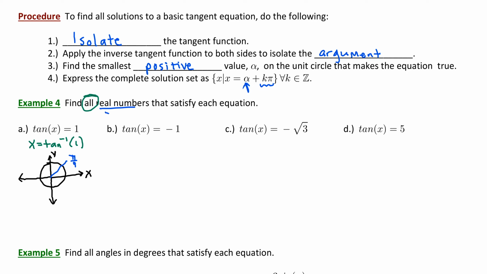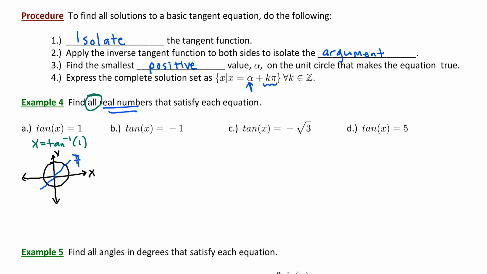And by the way, when the instructions say find all real numbers that satisfy each equation, that's code for radians. So we're working in radians here. So one solution to this equation is pi over 4. And as we learned from the previous video, any angle coterminal with pi over 4 would also be a solution. However, there's another location in one rotation around the unit circle that has a tangent value of positive 1. Recall, tangent is also positive in quadrant 3. Using a reference angle of pi over 4 in quadrant 3, we could easily locate the solution 5 pi over 4.